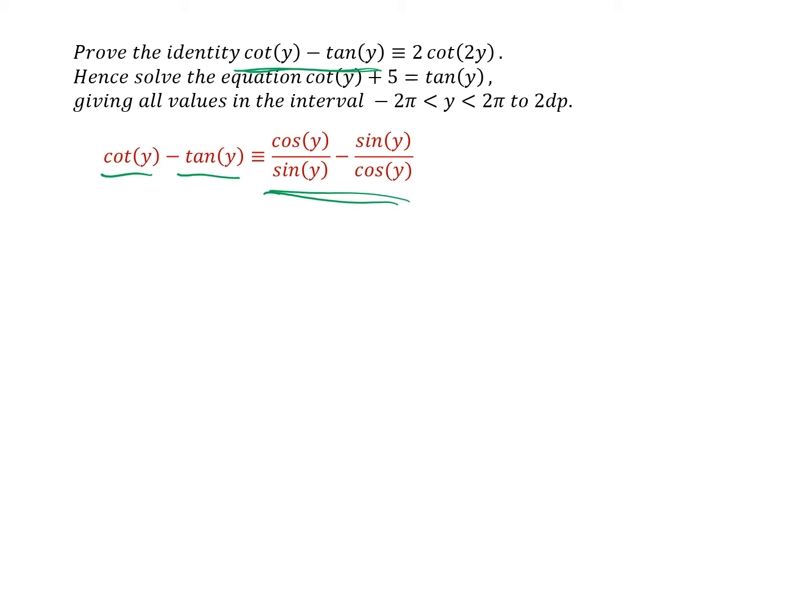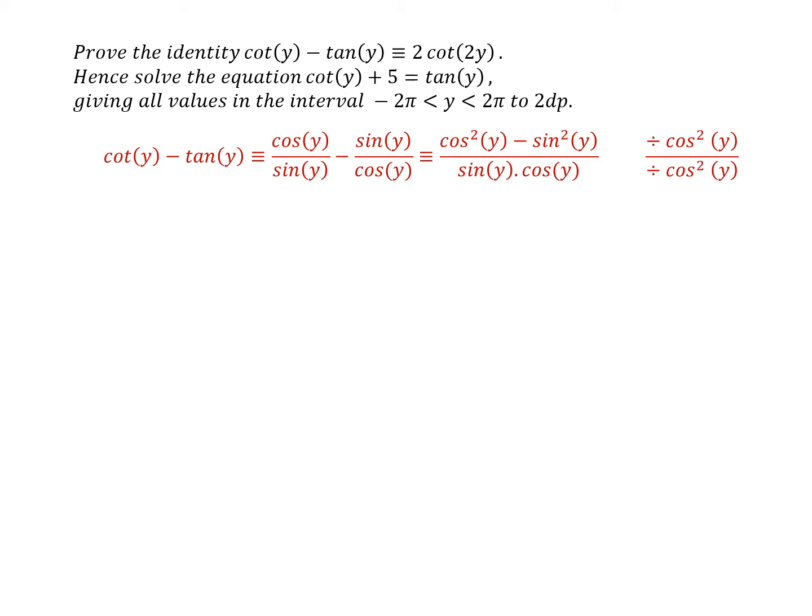So what can we do with this? It's not obvious what we should do necessarily, so we might just get on with doing something. On the right hand side we've just got a single term here, so it would make sense somehow to combine these two fractions here. So let's do that. Multiplying the denominators together and then simplifying the numerator, we get cos squared y minus sine squared y over sine y cos y.